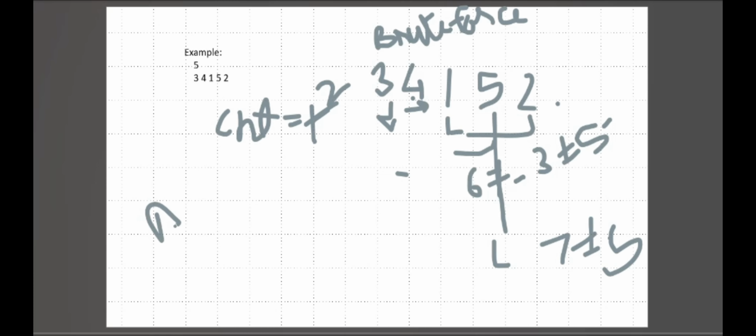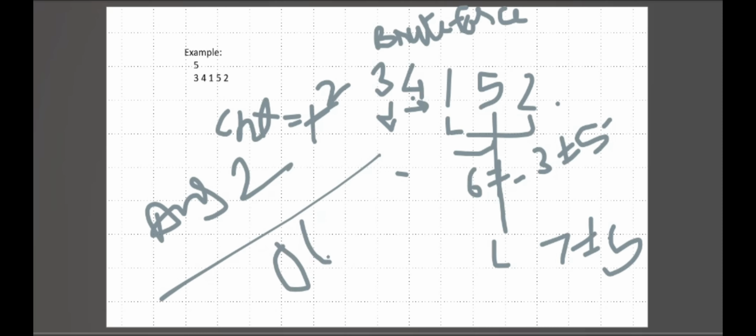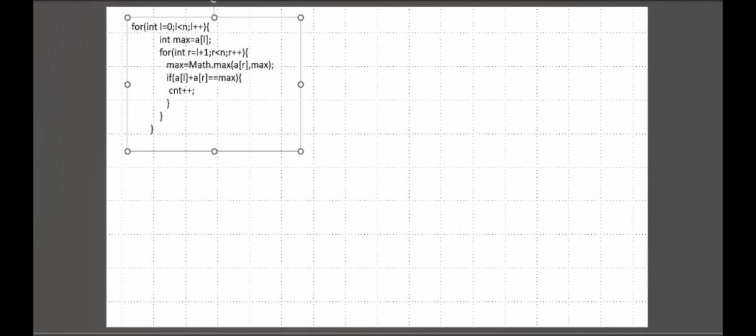2. So the answer is 2. But have you noticed one thing, that we have taken two loops, one for L and another for R, so it is O(n square). Let's see how it is O(n square). So this will be the brute force code.